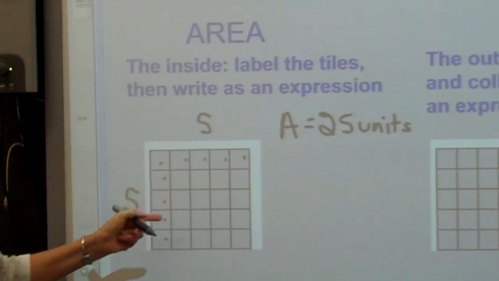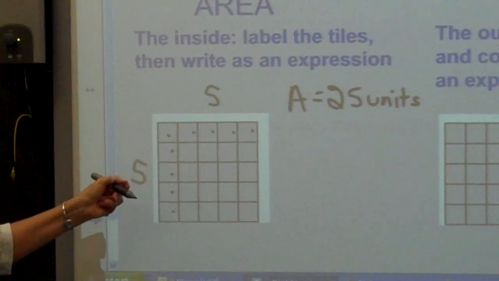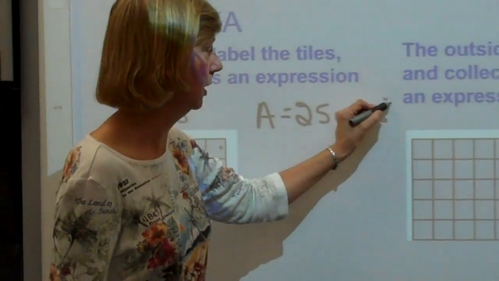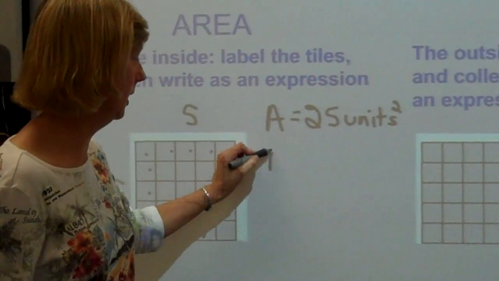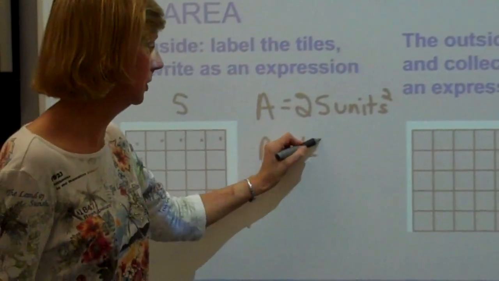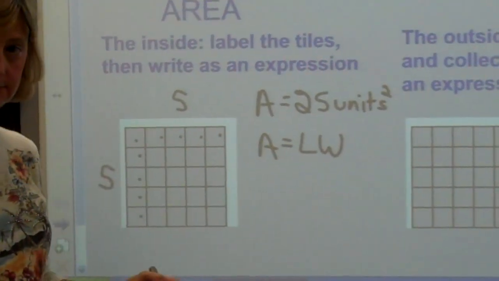And remember, area is squared. So whenever we're talking about area, we have to put a squared on our units. What did that look like as a formula? The area is equal to the length times the width.